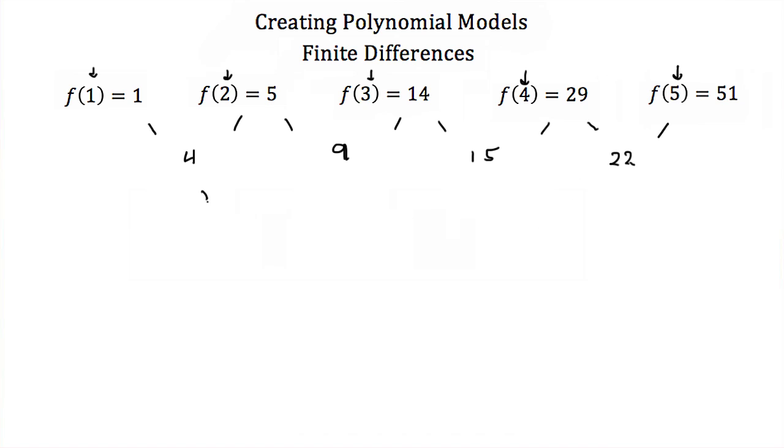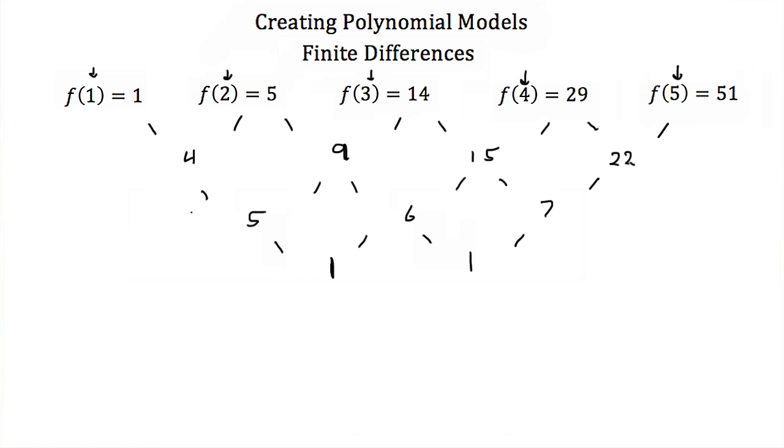Well, we keep going. Between 4 and 9 is an increase of 5. Between 9 and 15 is an increase of 6. And between 15 and 22 is an increase of 7. Well, we're close. Between 5 and 6 is an increase of 1, and between 6 and 7 is an increase of 1. This is what we were looking for.